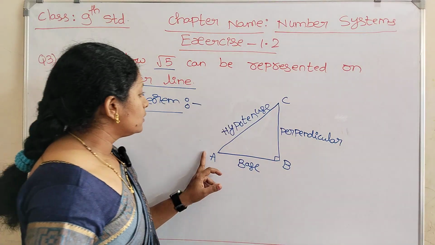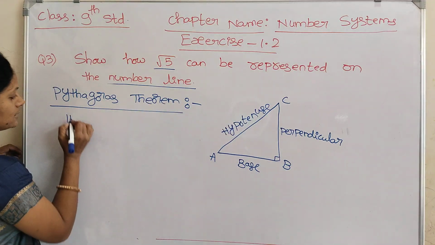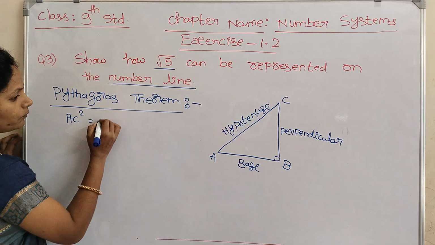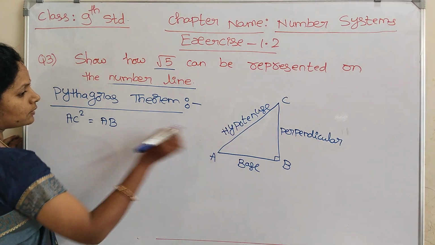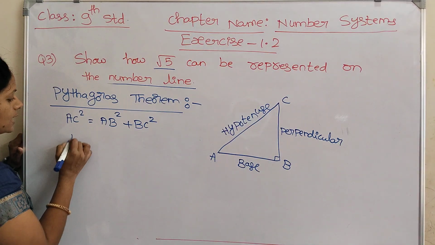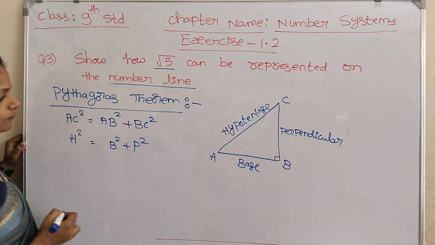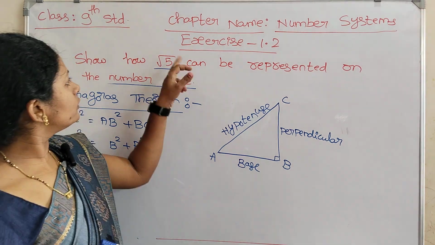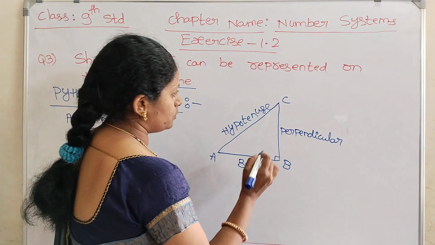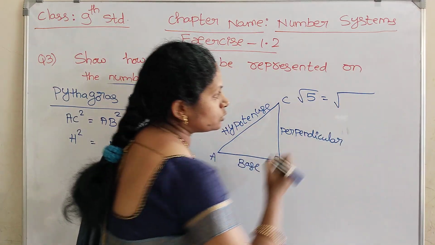As I said, hypotenuse square, and what is the hypotenuse here? AC. AC square is equal to base square plus perpendicular square, that is, AB square plus BC square. Shortly, we can write this as hypotenuse square is equal to base square plus perpendicular square. So what is the relationship between root 5 and this Pythagoras theorem? I will tell you now. Root 5 can be written as, write this root as it is.